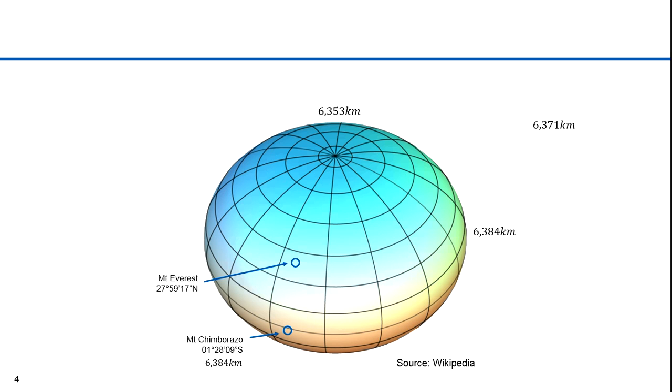The summit of Chimborazo in Ecuador is 6,384 kilometers from the Earth's center. Everest is 6,382 kilometers from the Earth's center. Chimborazo is 2,168 meters, or 7,113 feet farther. Measured from the center of the Earth, Chimborazo is the highest point.